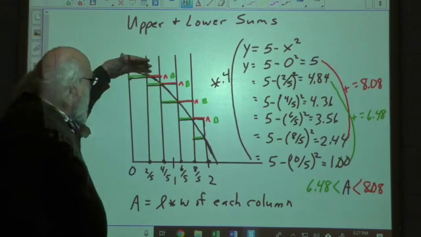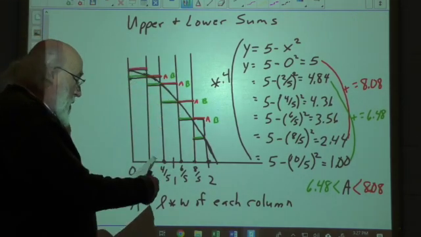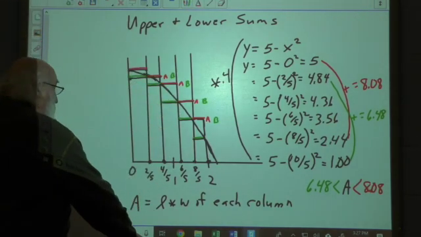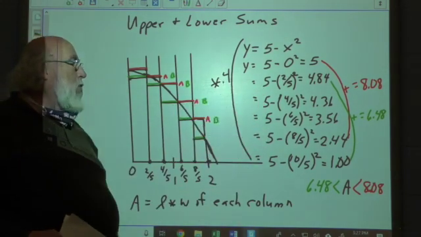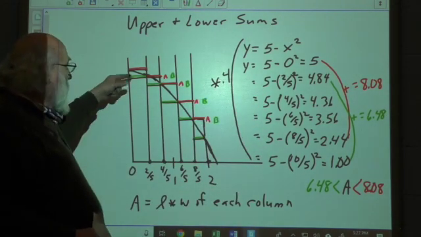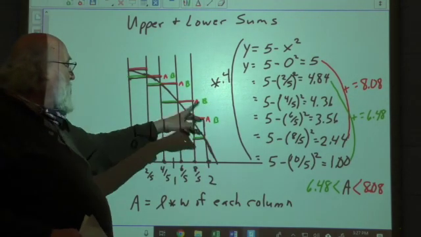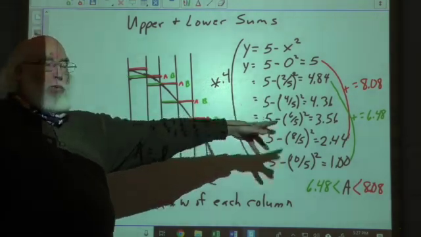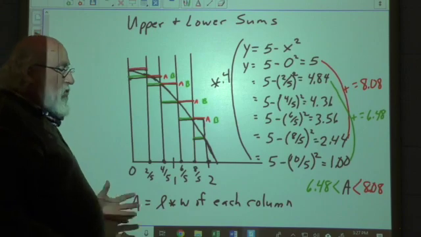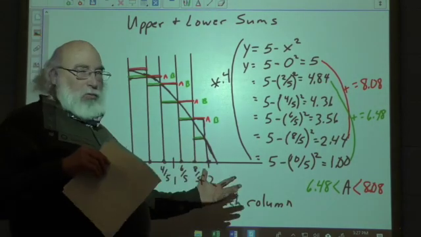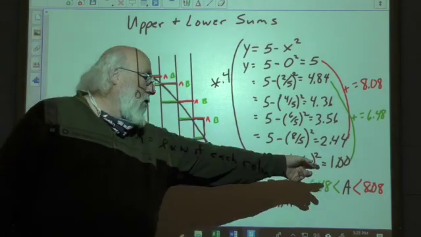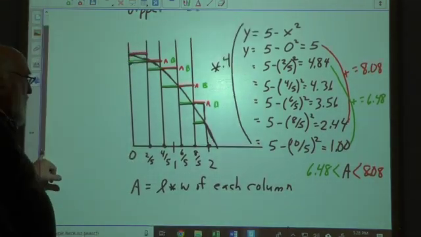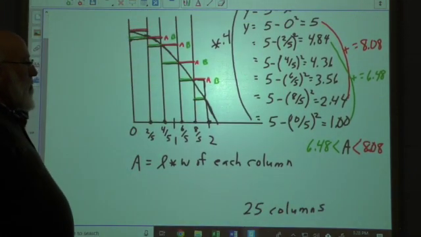For the above columns, or what we call the upper columns, the sum came out to be 8.08. And for the lower columns, we multiplied each of these by 2/5, and we got 6.48. So we know that the range is somewhere in the middle of 6.48 and 8.08. I don't know how you see it, so I'll do it right here.